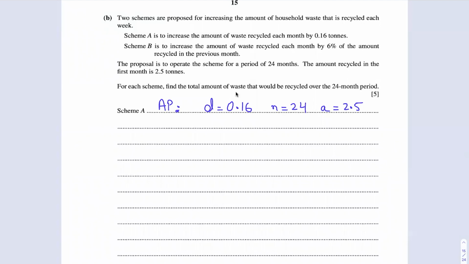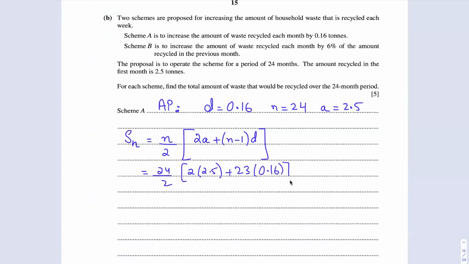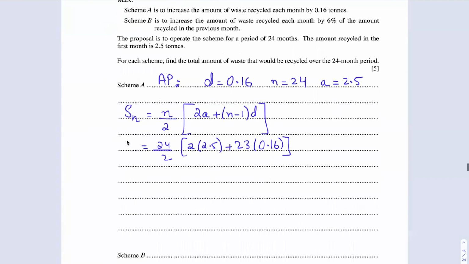In part A, we have to find the total amount that would be recycled over a 24 month period for scheme A. So we know that the sum for an arithmetic progression is given by n upon 2 times 2a plus n minus 1 into d. This will become 24 upon 2 bracket 2 times a, which is 2.5, plus 24 minus 1, which is 23, into 0.16. So this is the sum of 24 terms.